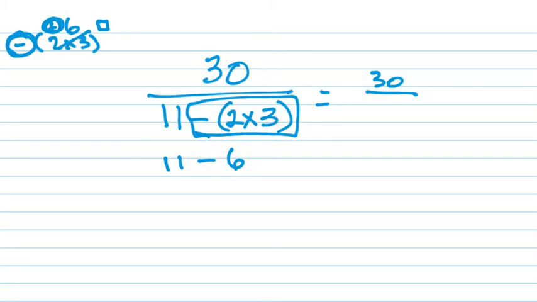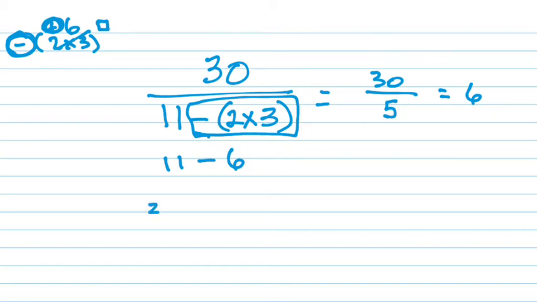All right. And now we're not quite finished in the bottom. What's 11 minus 6 going to give? 5. And now we can do that division. 30 divided by 5 is 6. Okay? So what's happening here is that even though you don't see it, anytime you have a fraction, any fraction at all, it makes no difference.